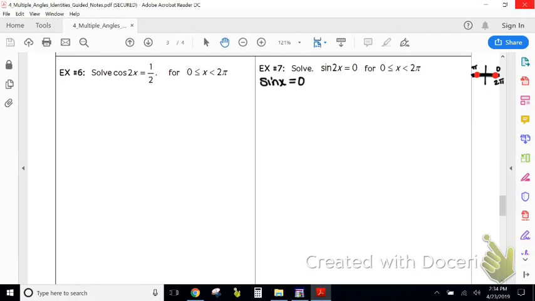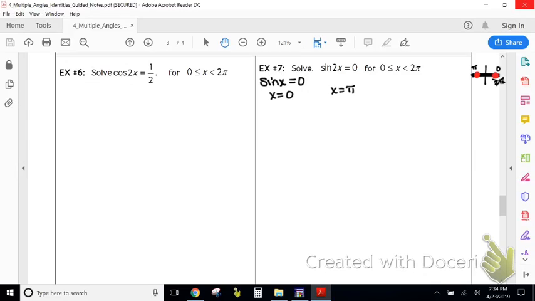So the 0 and 2 pi, they'll worry me because they're the edges of my interval that I'm looking at. Is 0 included? Yes, so I'm going to use 0. Is 2 pi included? No, so I can't use 2 pi. So we don't really have quadrants, but we know then that x would be at 0 and x would be at pi.